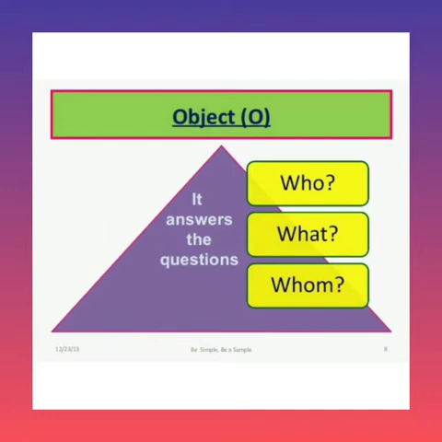So make it very clear. Direct object answers the question what. Indirect object answers the question whom in a sentence. So object is classified into direct object and indirect object.